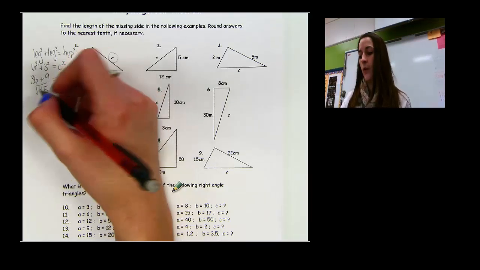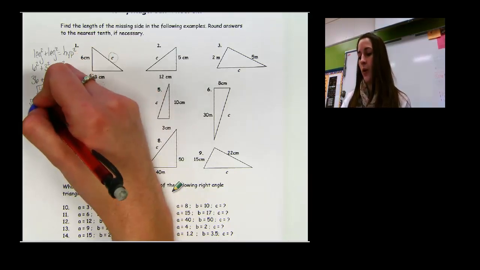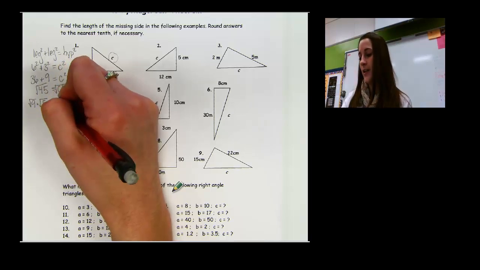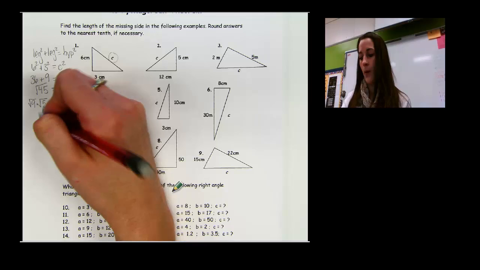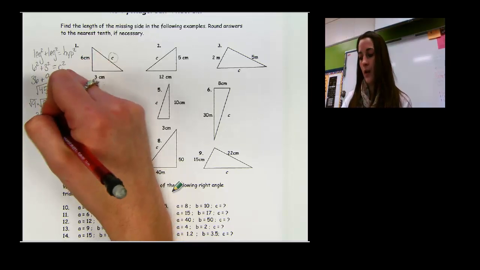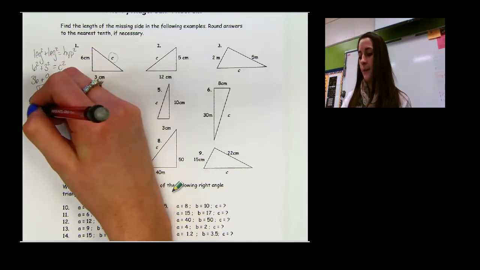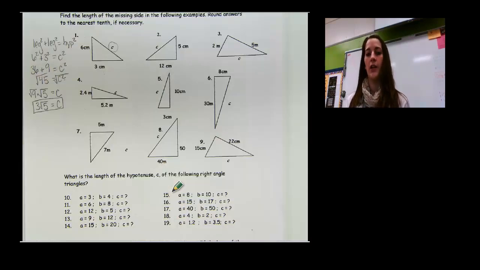So the square root of 45 is the same thing as the square root of 9 times the square root of 5. I'm trying to simplify it. Equals c. The square root of 9 is 3, times the square root of 5, is c. Now I simplified my answer.